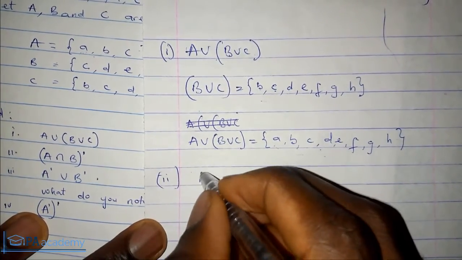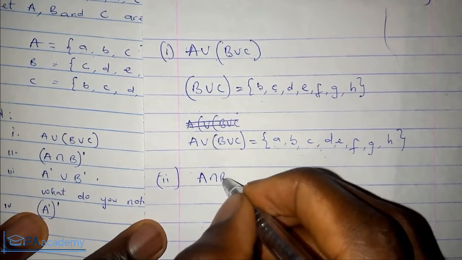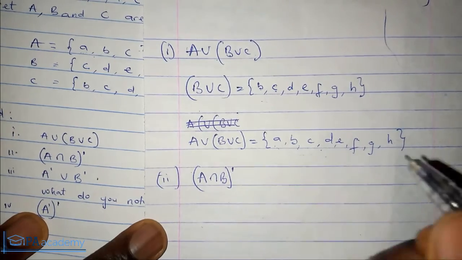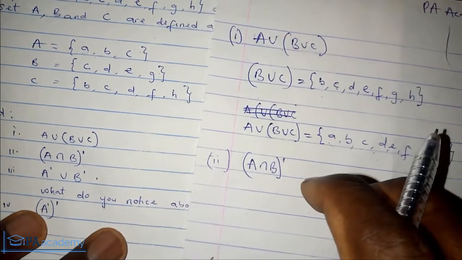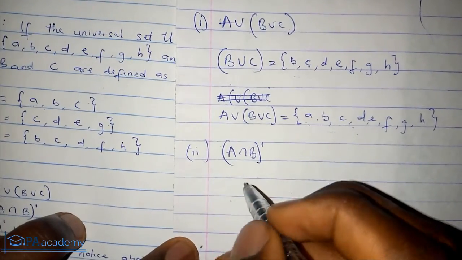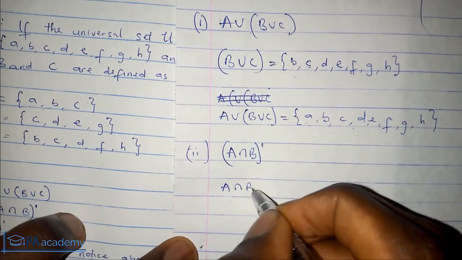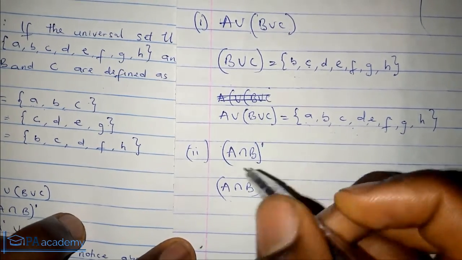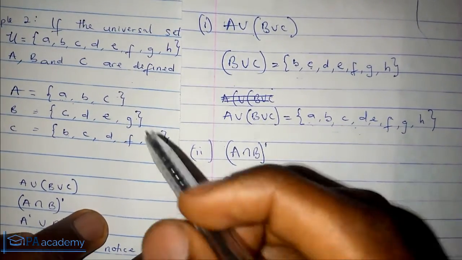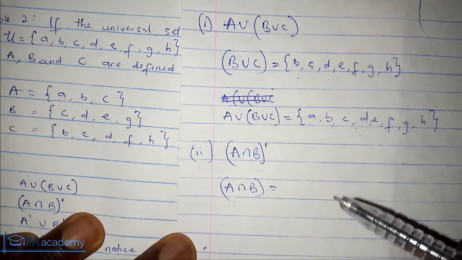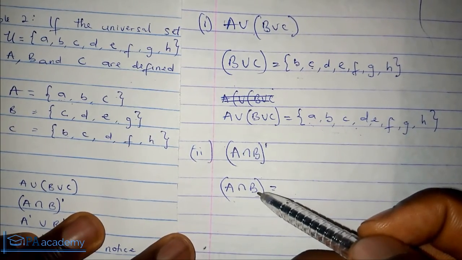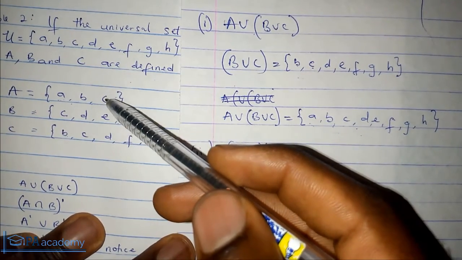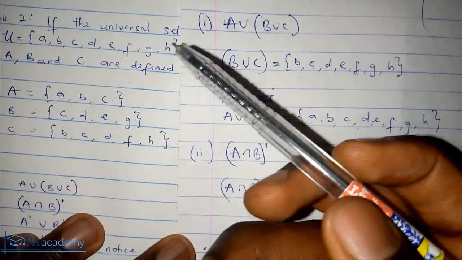We are asked to look for A intersection B prime. The first thing we are going to do is look for A intersection B. So this is A and this is B. The intersection of A and B is the elements that are common to both A and B. So let's look at it together.